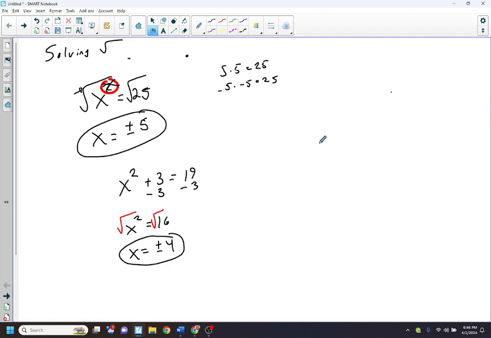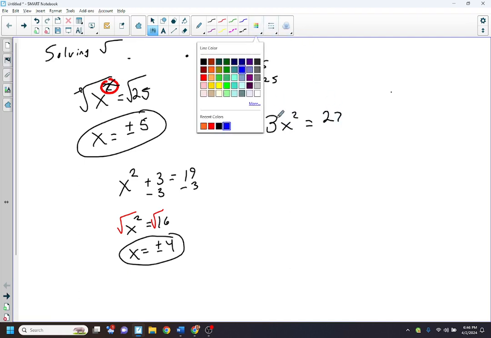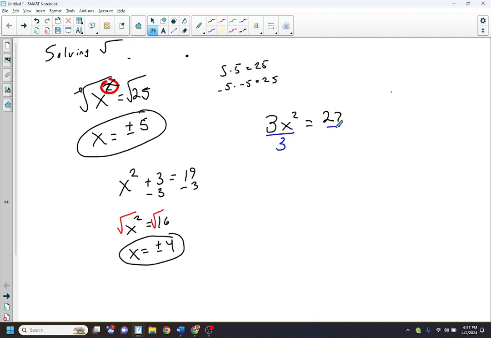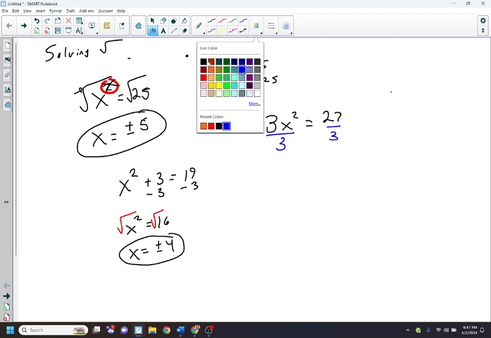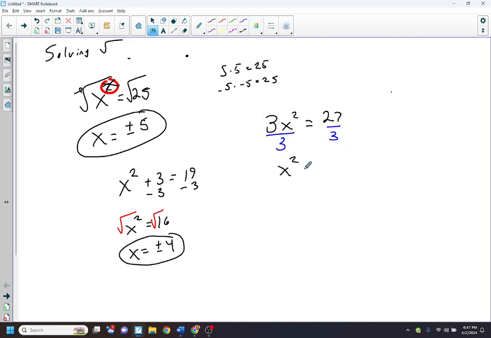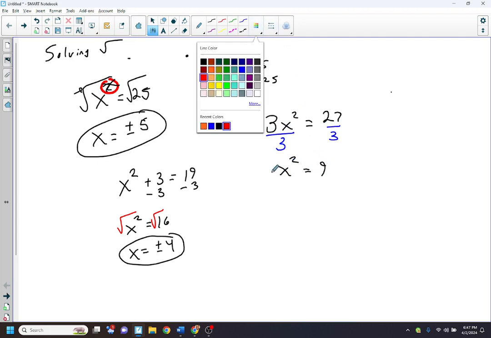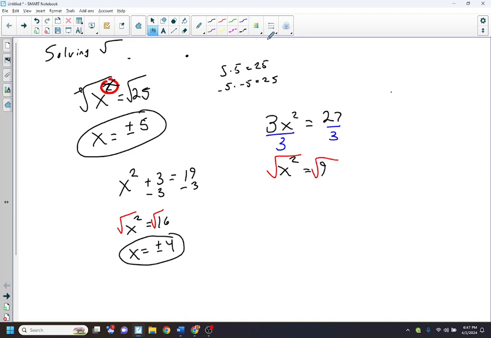Okay. Let's do another one. If it was 3x squared equals 27, you divide by 3 on both sides because it's times 3. So this is going to be x squared equals 9. And then square root both sides. x equals plus or minus 3.